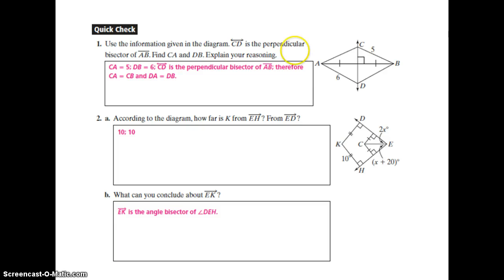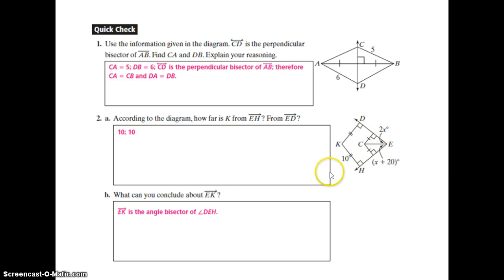Here are the answers to the quick check. Use the information given in the diagram. So here's the diagram over here. CD is a perpendicular bisector to AB. We want to find CA. We want to find DB. Since this is a perpendicular line here, and it is clearly bisecting it because this line right here is congruent to this line over here, this is a perpendicular bisector, so therefore the diagonal lines here to A are going to be congruent. So that means that AC, or CA, is 6, and DB is going to be congruent to this one over here, so that one's 5 because it's a perpendicular bisector.